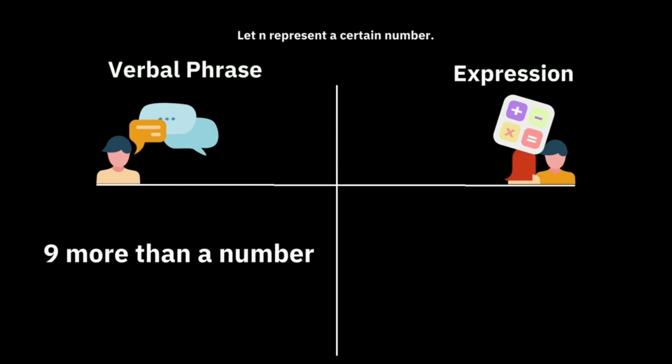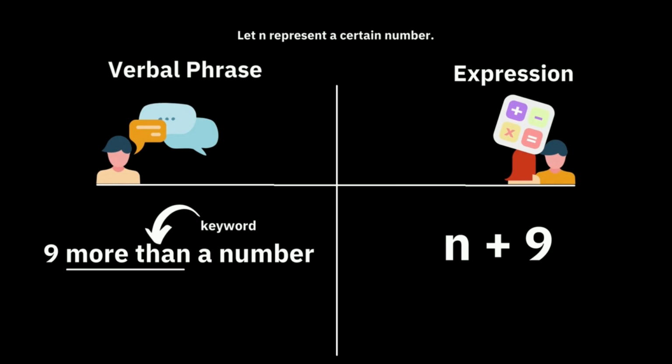Example number 1 is 9 more than a number. Have you noticed the keyword? Yes, the keyword is more than. So we use the operation sum, then the expression would be n plus 9.